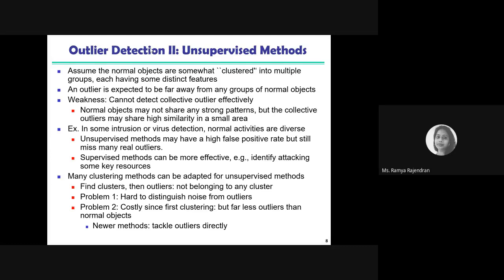But here you cannot identify noise from the outliers. That's one of the major problems. And it's a little costlier method, because you're first clustering, and since far fewer outliers are there among the normal objects, you might be forced to form clusters with a different nature.